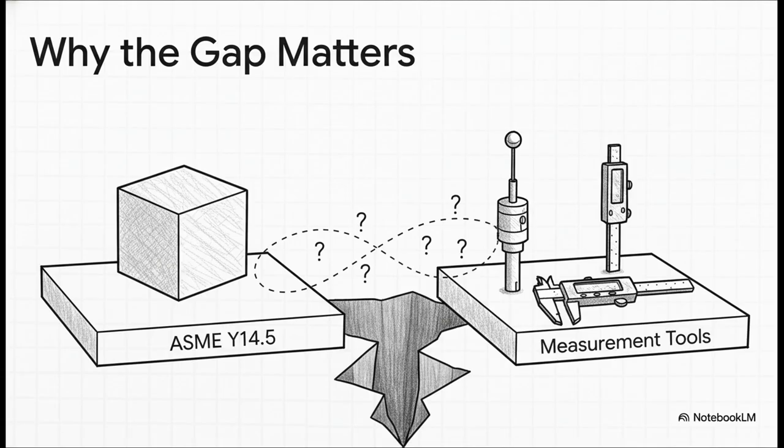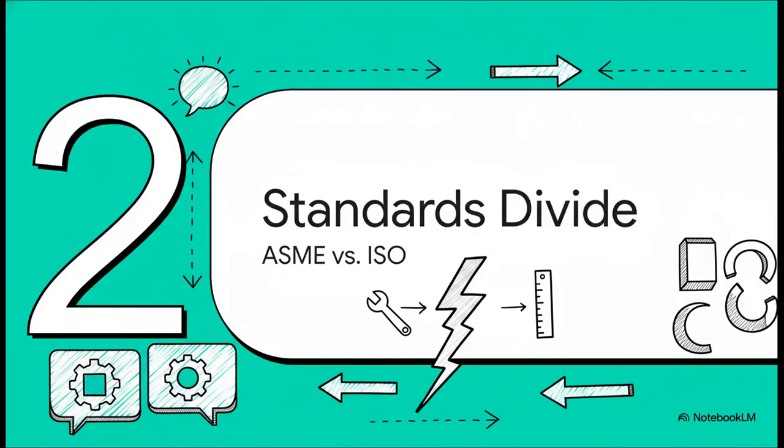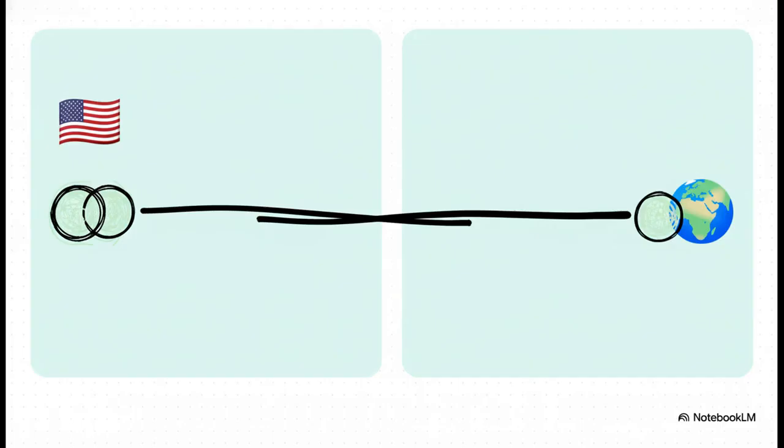All right, now if that wasn't complicated enough, let's get into the next major headache that makes everything we just talked about even trickier. And that's the fact that the entire engineering world is basically trying to speak two different languages at the same time. And this slide pretty much sums it up. Here in the United States, we mostly use the ASME Y14.5 standard, but pretty much the rest of the world uses the ISO standard, specifically 1101.